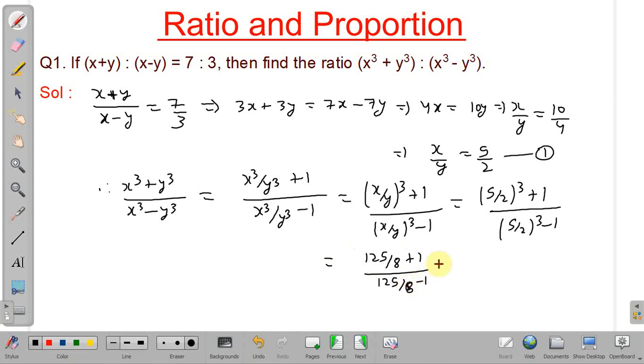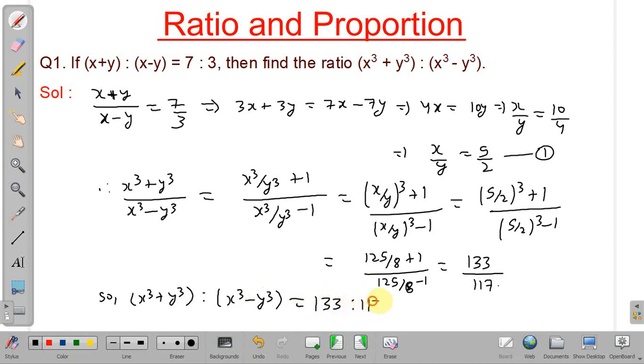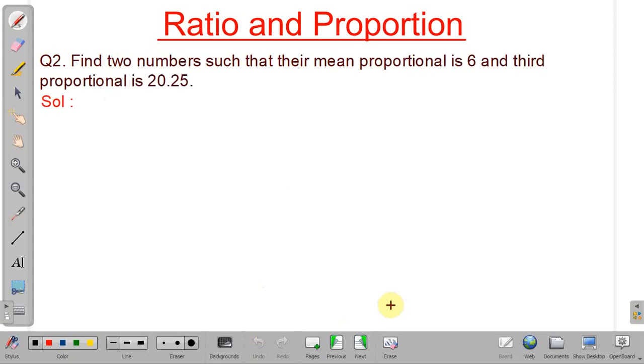So taking LCM we can simplify: 125 plus 8, that is 133, divided by 125 minus 8, that is 117. So the required ratio, what will be the required ratio? x cube plus y cube ratio x cube minus y cube will be equal to 133 ratio 117. Okay, so we will discuss the next problem.